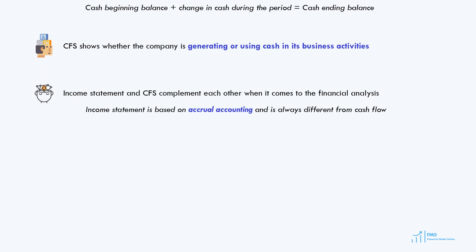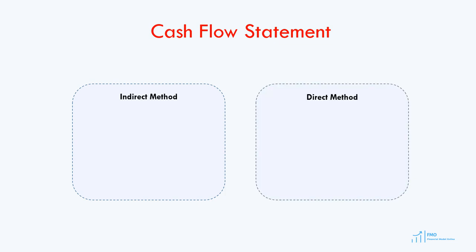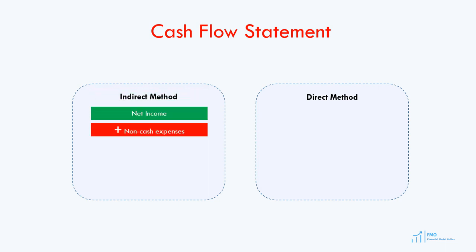There are two ways to present the cash flow statement. The first one is an indirect method, and the second one is a direct method. The main difference between these methods is in the presentation of the cash flow from operations. Under the indirect method, we start with net income, and then we add back the non-cash expenses. Remember that in our homework number 4, we added back the depreciation and amortization expenses to the net income to arrive at the cash flow from operations.